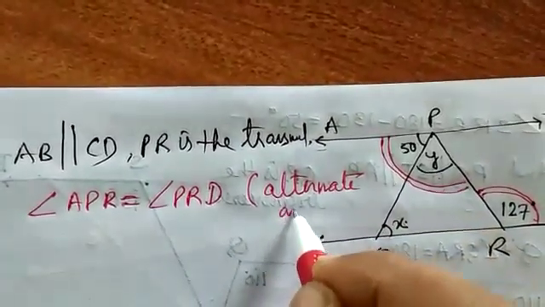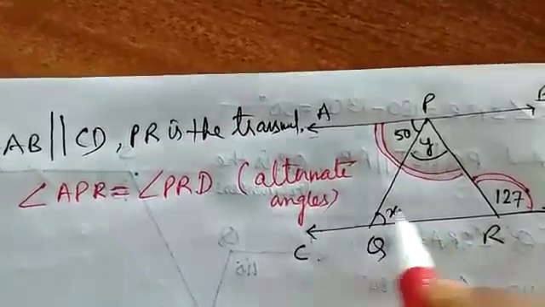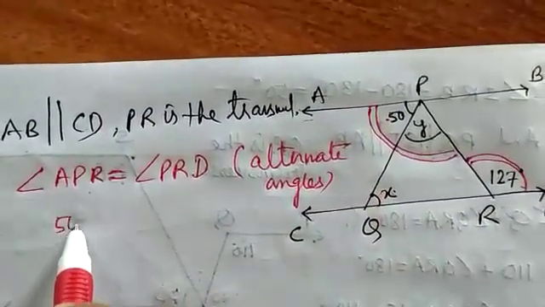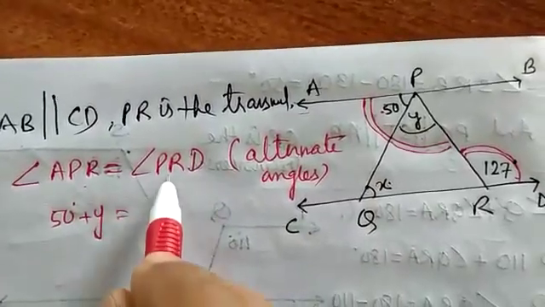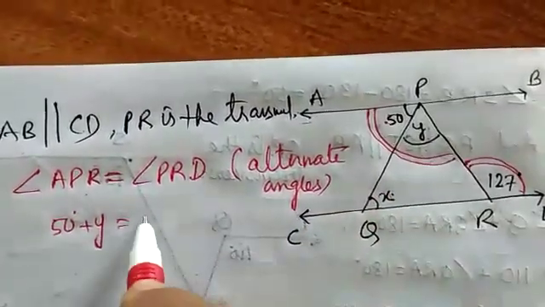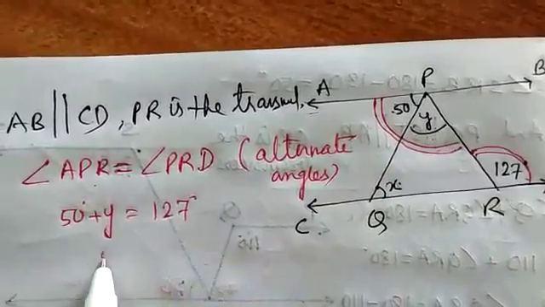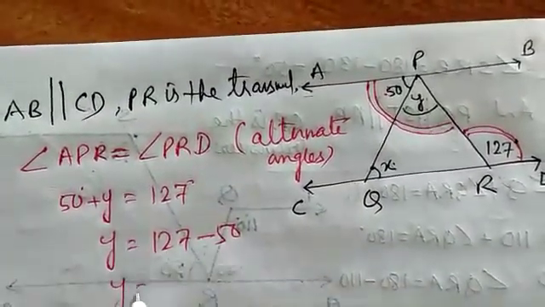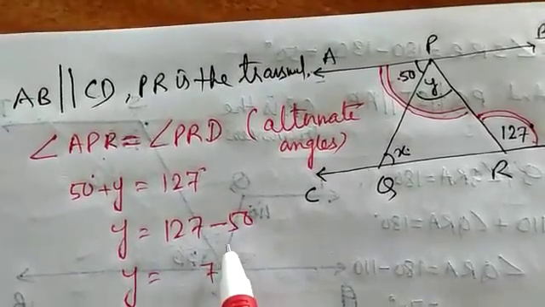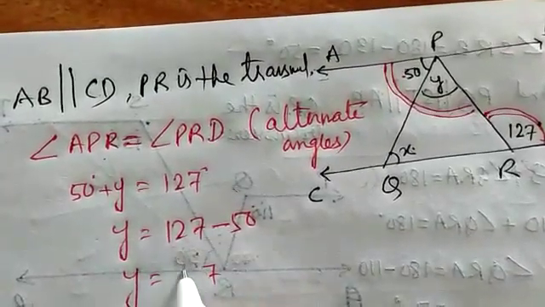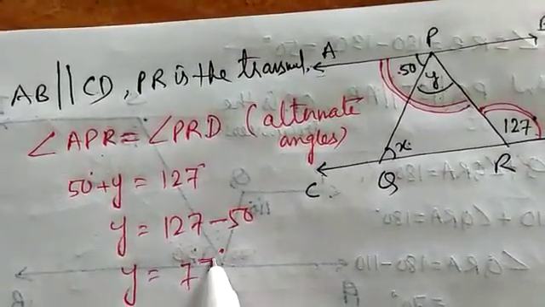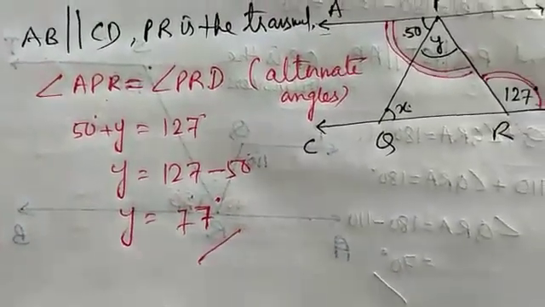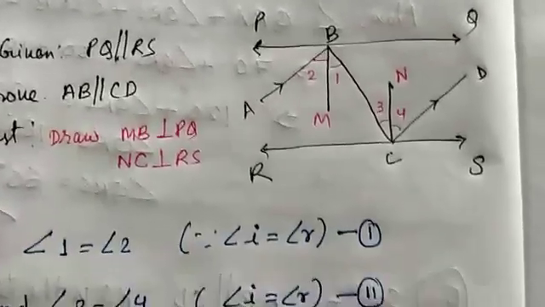Alternate interior angles. I got alternate angles, and APR consists of two angles, 50 degrees and Y, and PRD consists of 127. So the value of Y equals 127 minus 50, and therefore Y equals, you subtract, I got 77. This is the value of Y, and the value of X we already got before.